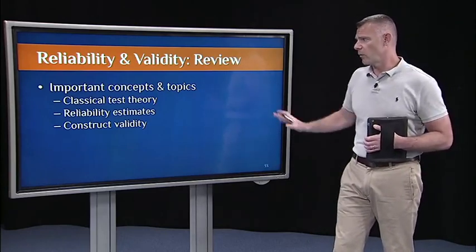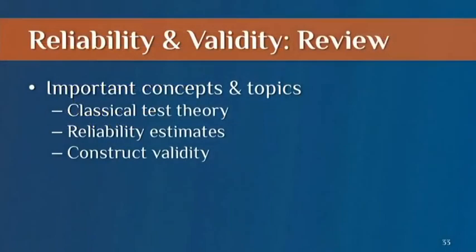So the important things to take away are this broad theory, classical test theory or true score theory, then the different ways to get reliability estimates, and then the different ways to assess validity of a construct.